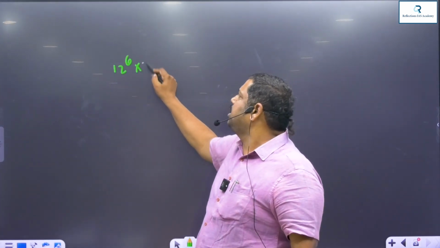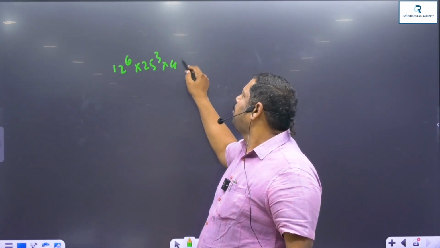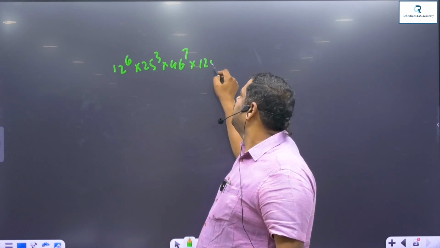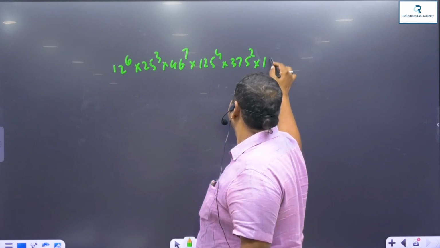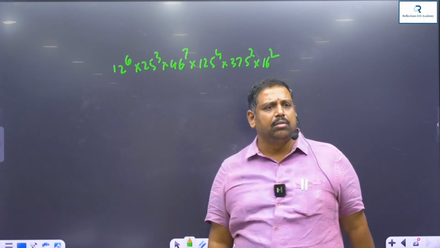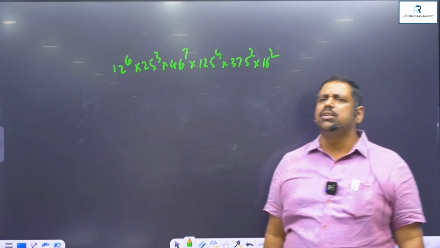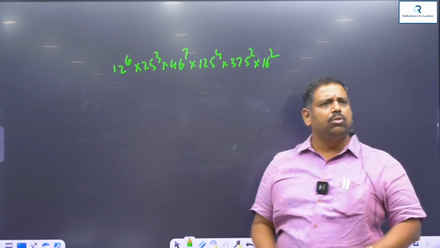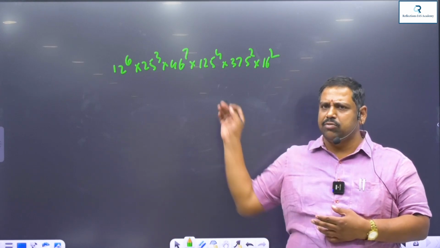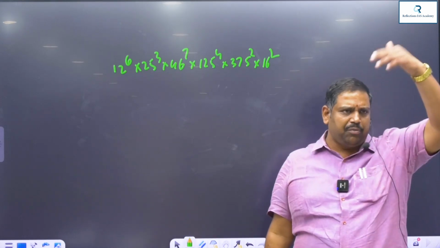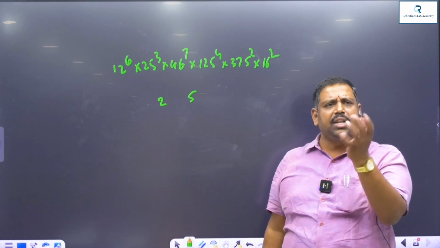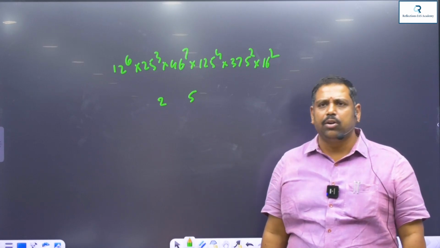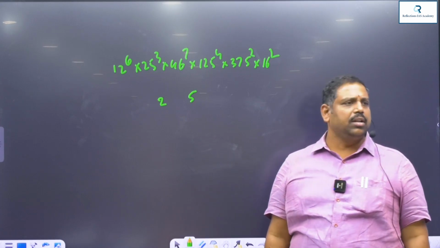The other question is, suppose he has written a question like this. 12 power 6 into 25 cube into 46 power 7 into 125 power 4 into 375 power 2 into 16 square. How many zeros you will get at the end? Very simple. 2s and 5s are responsible, right or wrong? You know how to calculate highest power of 2 in such questions. You know how to calculate highest power of 5 in such questions. You will write 2 power and 5 power. Where you will get least power, that is the answer. Do you understand clearly?